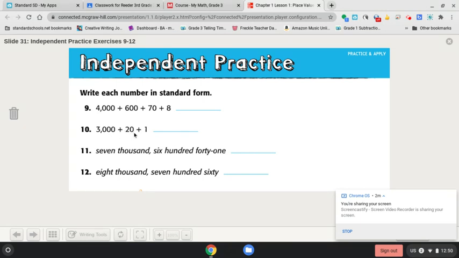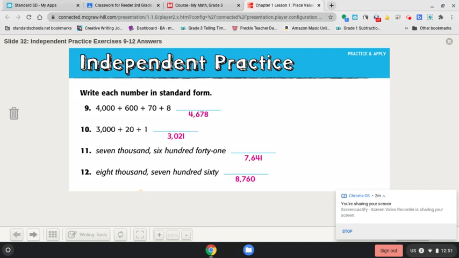Remember, if there is a missing digit, so like here you have thousands, do you see there's no hundreds here? Because if there was hundreds, there would be 2 zeros. So you have to put a 0 there to hold the place. 3,000 plus 20 plus 1. Don't forget the 0 here. And then you're going to write this number in standard form. So read the words and then write it in standard form. Remember, standard form is just like how you'd write a normal number.